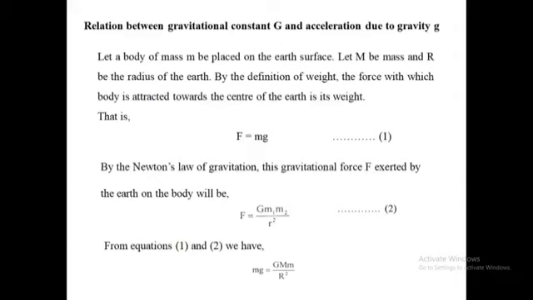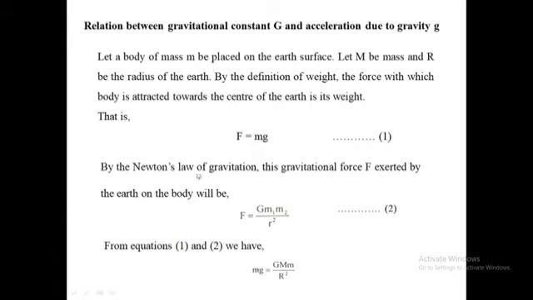Now we see the relation between the gravitational constant and acceleration due to gravity, that is small g. Let a body of mass small m be placed on the earth's surface, and let capital M be the mass and r be the radius of the earth. By the definition of weight, the force with which the body is attracted toward the center of the earth is given by F is equal to mg. That is equation number 1.